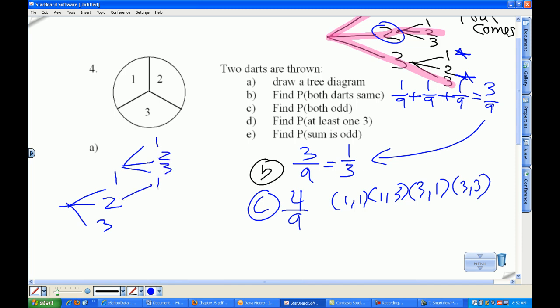Although, as you can see, getting a little sloppier. Try to keep it tidy for you. It says at least 1, 3. So we're talking about D here.